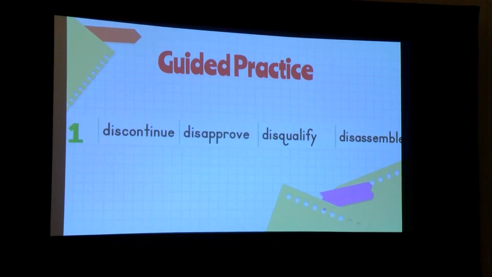Now it's going to be your turn to continue with line 1. I have boxed the dis, the prefix, and I've underlined the base word and identified that it means to not continue. I want you to take about a minute and do the rest of the line on your own. Identify the prefix, underline the base word, and then make meaning of that. Give me the definition of that word.